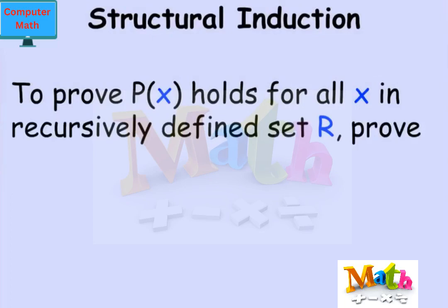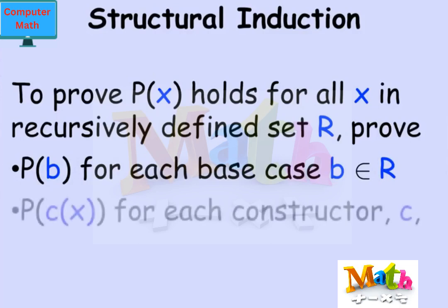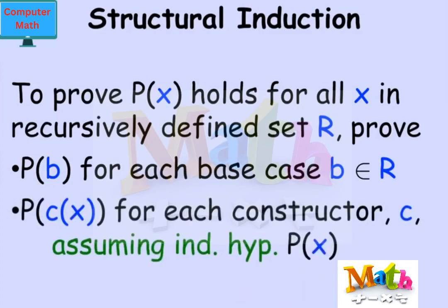type has a particular property P, then you proceed by showing that every one of the elements in the base case that are in R has property P, and moreover, that if you apply a constructor to an element X, then it has property P whenever X has property P. That is, you can assume as a structural induction hypothesis P of X, and then you need to show that P of C of X holds, and this applies for each constructor C. Some constructors take more than one argument, but this is meant to illustrate the general pattern.